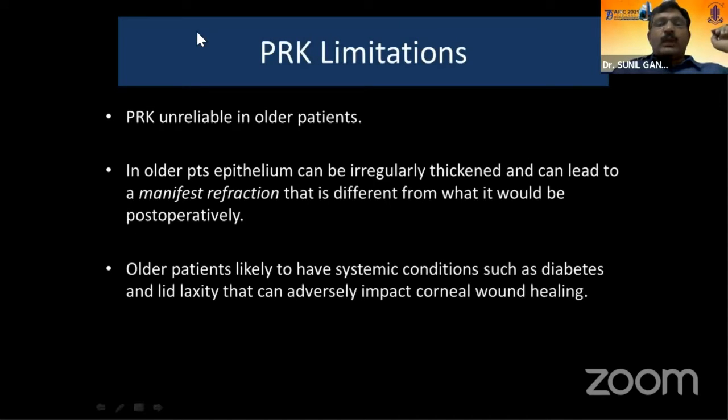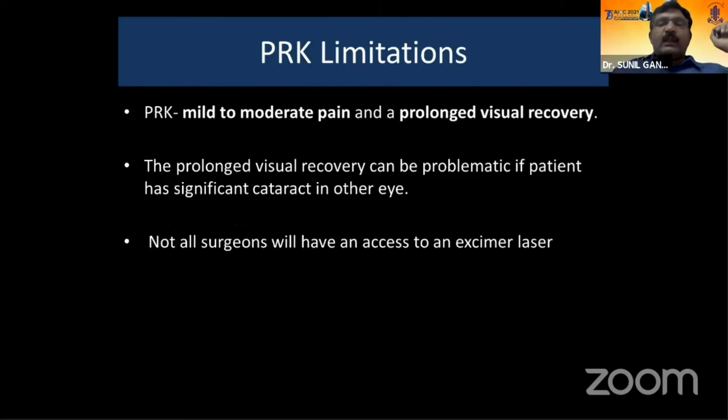PRK is difficult in older patients because they tend to have an irregular thickened epithelium, which may alter the refraction, and they could have associated systemic disease like diabetes or comorbidities like lid laxity. All these things contribute to the complications associated with PRK. Other things are the mild to moderate pain associated with PRK, and the prolonged visual recovery.